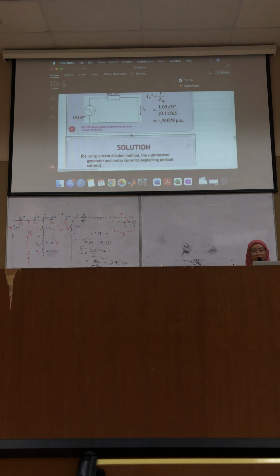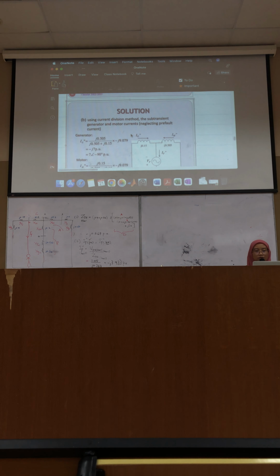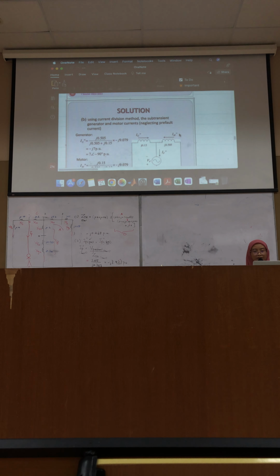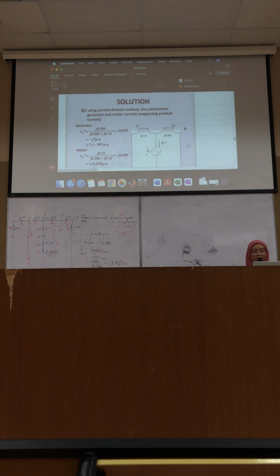Right, so the second question is using the current division method. Okay, and then you need to find the sub-transient generator and motor current. Neglecting, okay, the neglect pre-fault current.